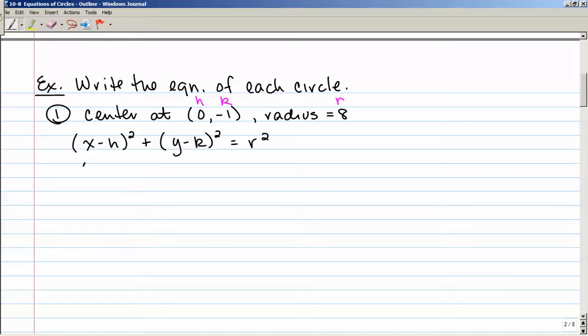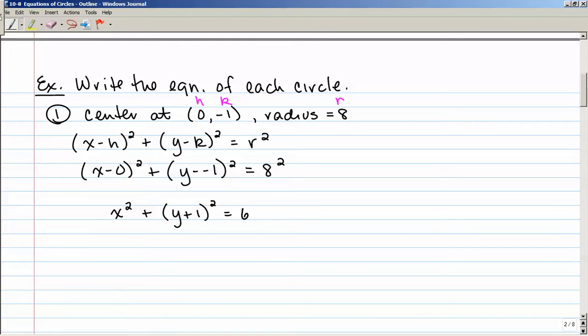So this is going to be x minus 0 squared plus y minus a -1 squared equals 8 squared. And let's clean that up a little bit. X minus 0 squared is just x squared. Y minus a -1 is y plus 1 squared. And 8 squared is 64. So that's the equation of a circle that has a center at 0, -1, and a radius of 8.